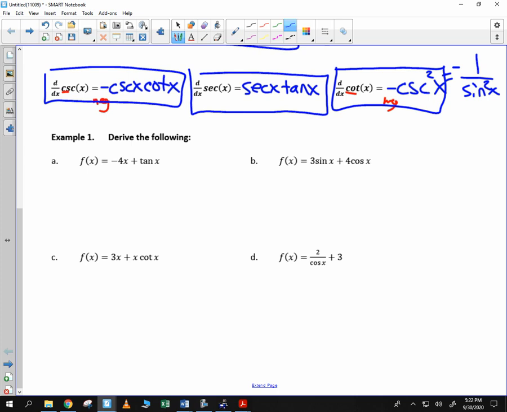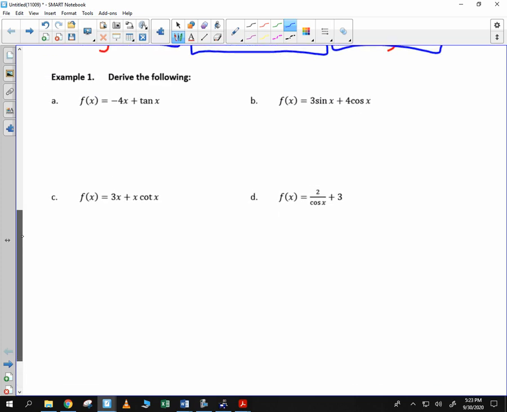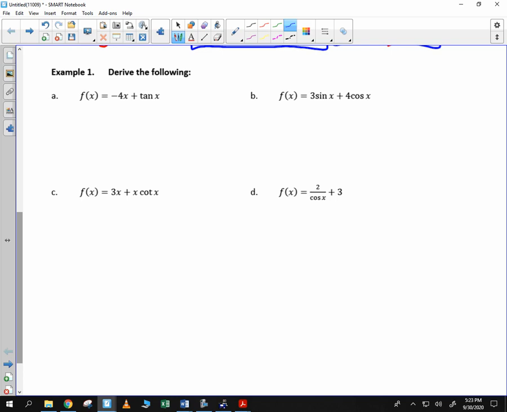So let's now do what we want to do, which is find derivatives. Find the derivative of negative 4x plus tangent of x. The derivative is simple. The derivative of negative 4x is negative 4. The derivative of tangent is secant squared of x. Done.